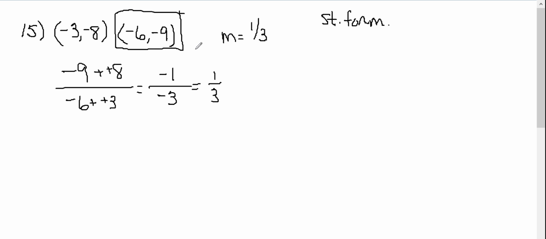All right, so now I've got a point. Here's my point here, and I got the slope here. And now I can use my point slope form, which is y minus negative 9. I'll write it out for you here like this. y minus negative 9 equals the slope of 1/3 times x minus negative 6.